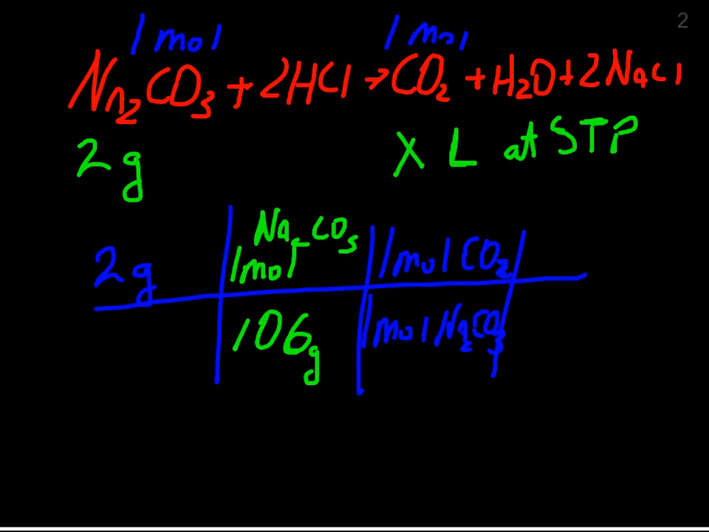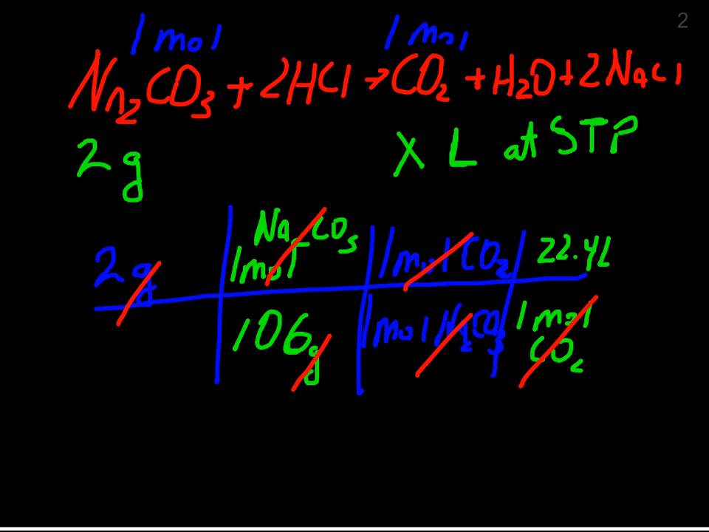The final step is I want to convert the number of moles of CO2, because that's what I'm in right now, into liters. Well, there happen to be 22.4 liters for every 1 mole. It doesn't matter what gas it is, but this particular gas is CO2. Look at the units. Check myself. Did I do okay? Grams over grams, that's good. Moles of Na2CO3, that cancels. Moles of CO2, that cancels.